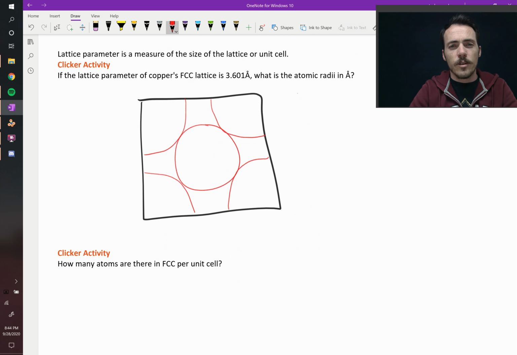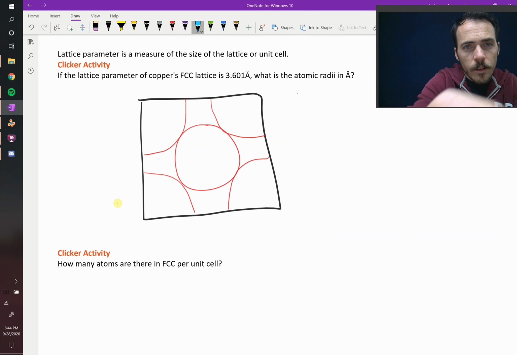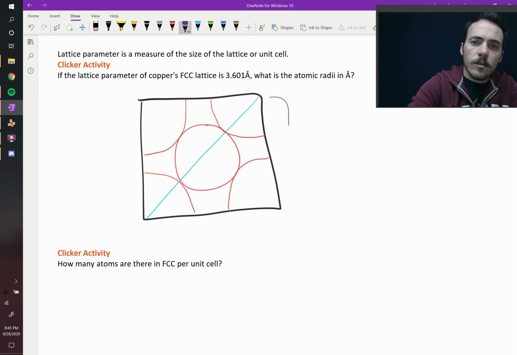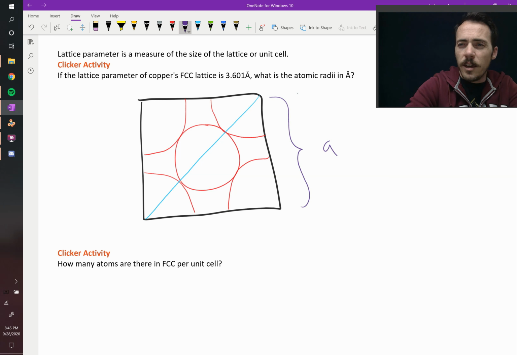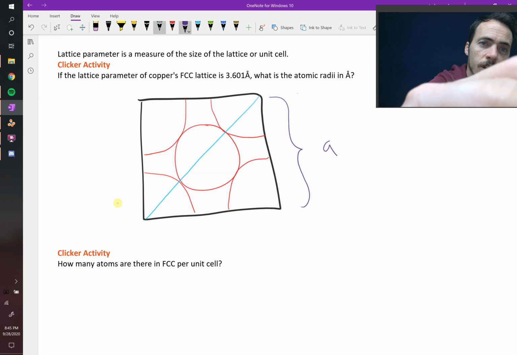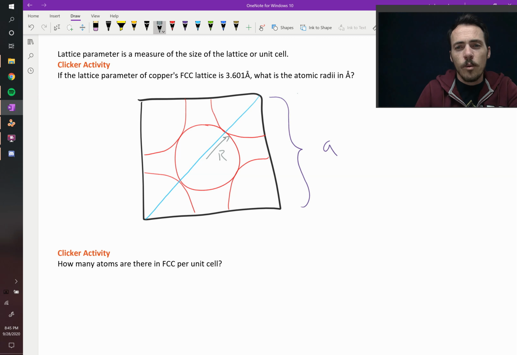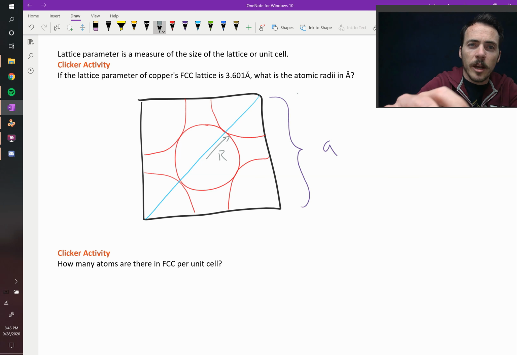Okay. So they would be then touching along this direction, along the face diagonal. So if we wanted to know what the edge length, A, was, how do we figure it out if we know how big the atom is? Well, if the atom has a certain radius, right? Radius right there. What is A in terms of that? Well, what would the blue line be equal to?